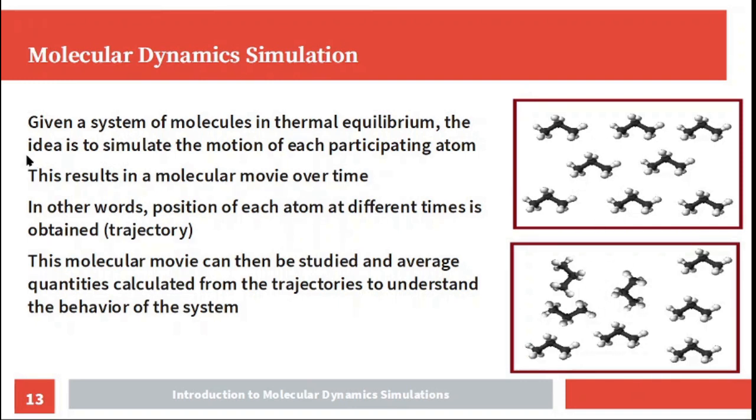Or in other words, position of each atom at different times is obtained. This is called trajectory, atomic trajectory or molecular trajectory. This molecular movie can then be studied and average quantities calculated from the trajectories to understand the behavior of the system. And how exactly it is done?